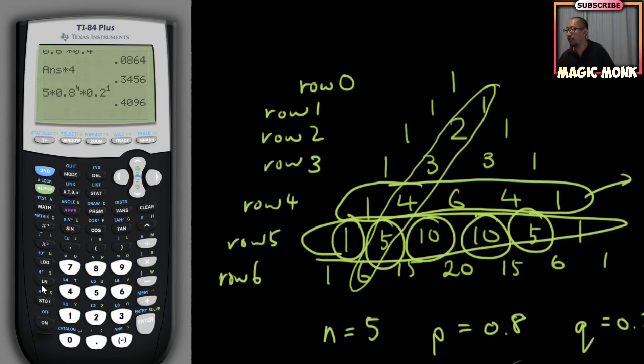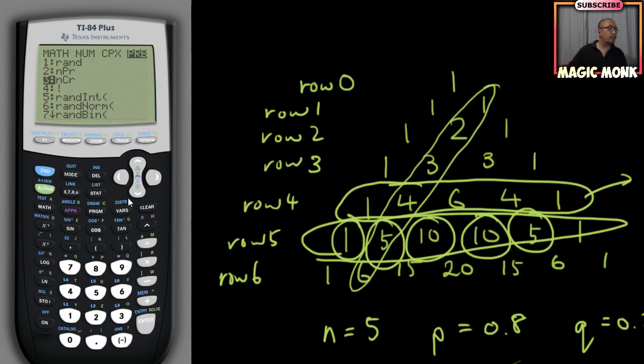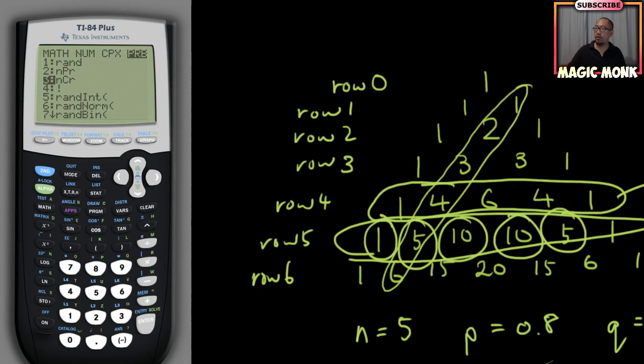So if I can remember how to get this thing working, where is it? Math, probability, NCR. Now this is basically the function you use to predict the number that comes up on your Pascal's triangle.